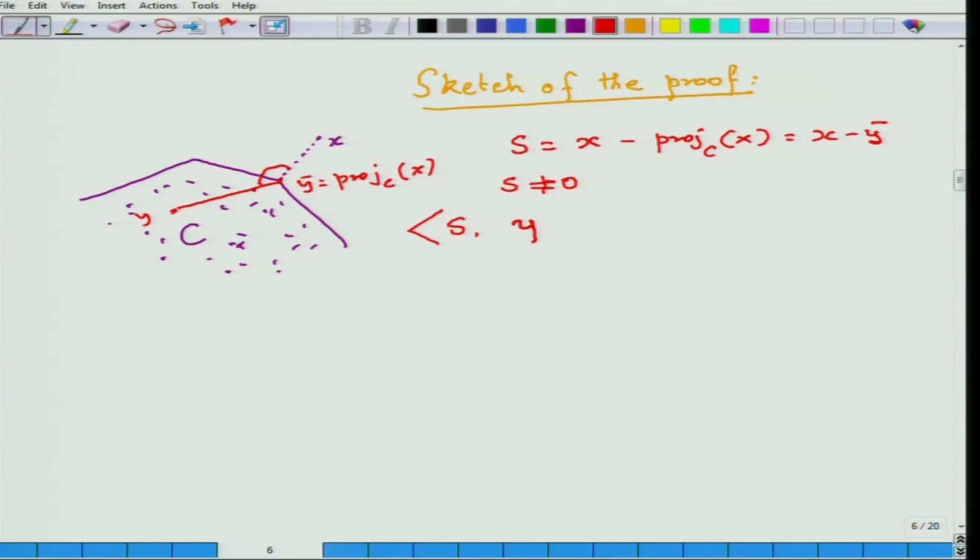Now, take any other y here, y minus y bar, this inner product. So, this is your S, this S vector. This inner product must be negative or non-positive, because the angle is obtuse. You know how to do dot products. So, I can now write S of y minus, what is y bar? Y bar is x minus S.